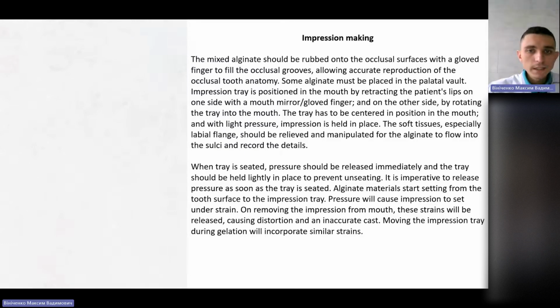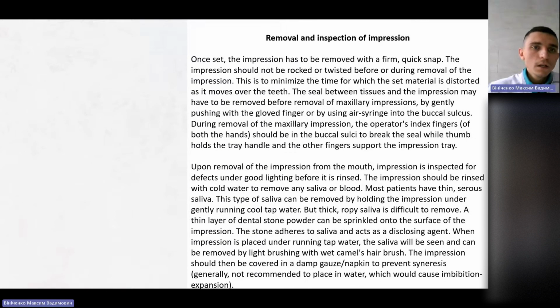Alginate material starts setting from the tooth surface to the impression tray, and pressure will cause the impression to set under strain. When we remove the impression from the mouth, these strains will be released, causing distortion and an inaccurate cast. Moving the impression tray during gelation will incorporate similar strains.